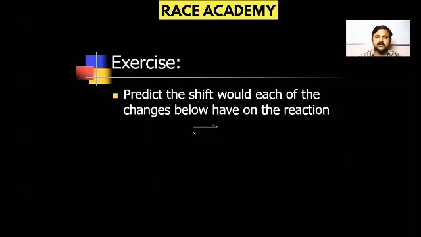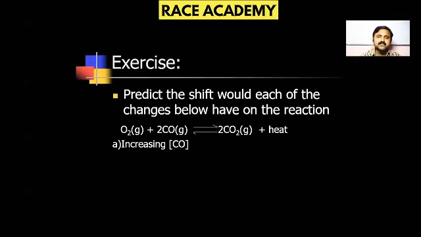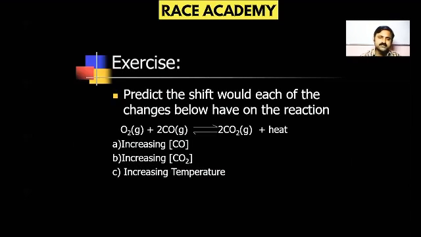Predict the shift: would each of the changes below have the same effect on the reaction? In this reaction, O2 plus 2CO gives 2CO2 plus heat. The changes are increasing the CO concentration, increasing the CO2 concentration, increasing the temperature, and decreasing the volume. So first, we have to apply everything we learned to this.